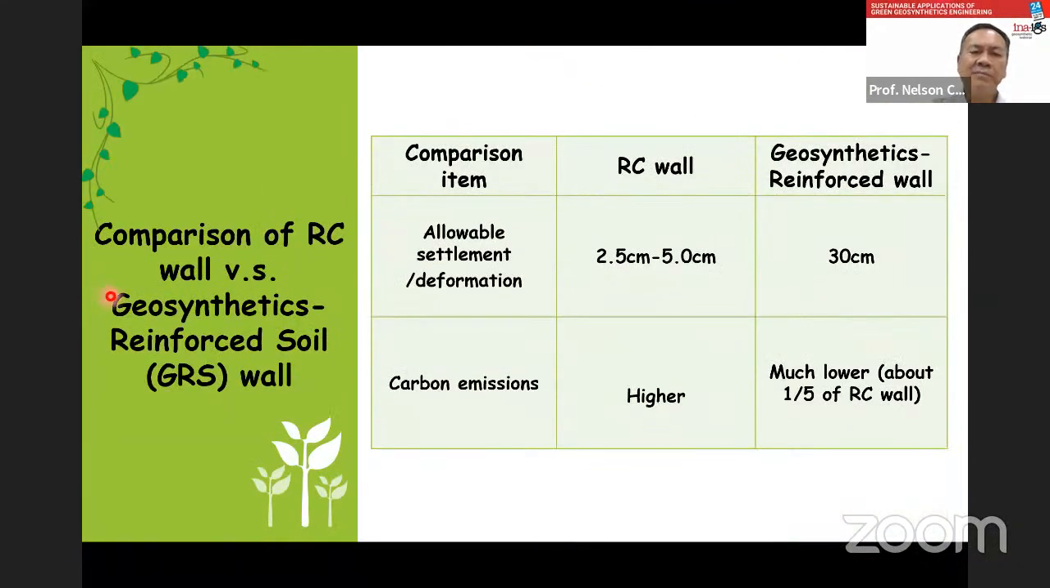Okay, we also compare some other items, such as the allowable settlement or deformation. The RC wall, since it's a rigid structure, cannot suffer too much differential settlement, so either 1 inch to 2 inch settlement. However, a geosynthetic soil wall can be subject to 30 centimeters, or even larger than 50 may be okay. Carbon emission: the RC wall is much higher, and the geosynthetic reinforced wall is about one-fifth of its RC counterpart.